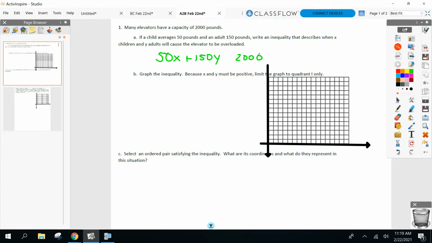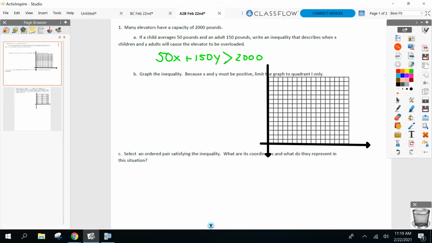Greater than 2,000. The children's weight plus the adults' weight has to be greater than 2,000 for this elevator to get overloaded. Is everyone all right with why I'm not putting the "or equal to"? Because I can have 2,000 pounds. That won't overload it. Anything more, though, we're toast. Everyone all right with the inequality that we came up with? You guys at home all right?